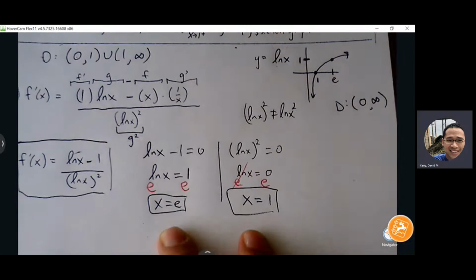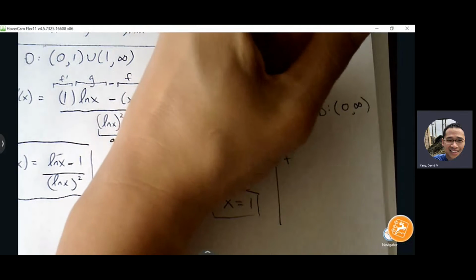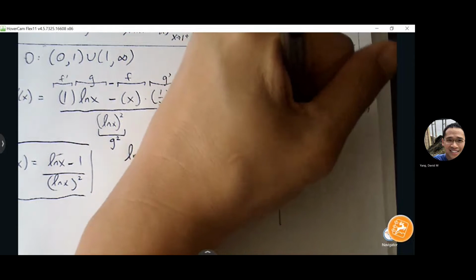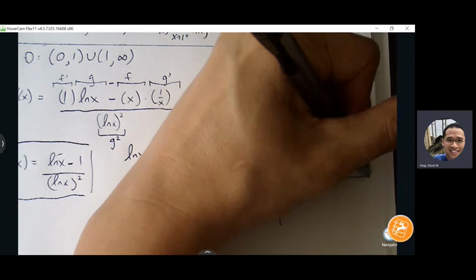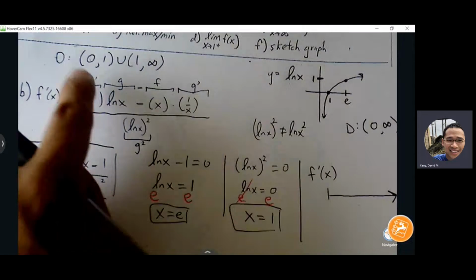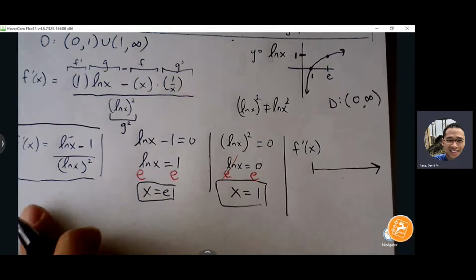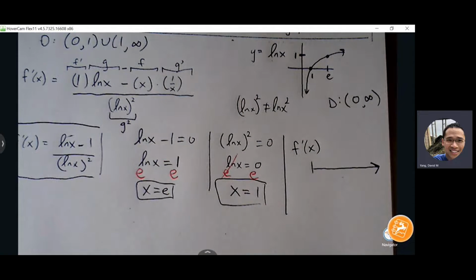So I have my two critical points, 1 and e. So I'm going to create my slope, my derivative sign line. Now there's actually a starting point for my sign line. Where's that starting point? 0, right? Because that is the edge of my domain. So it kind of helps me create some boundaries here.